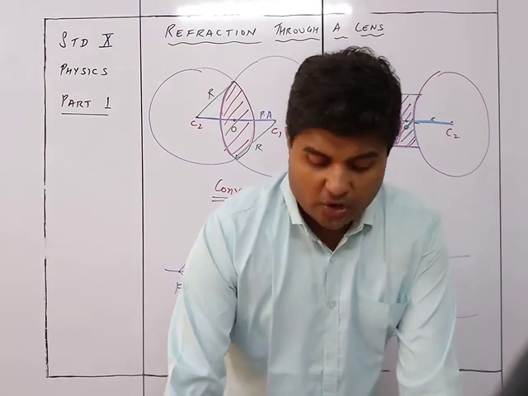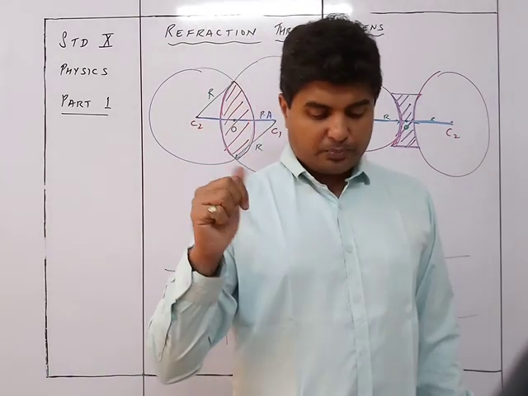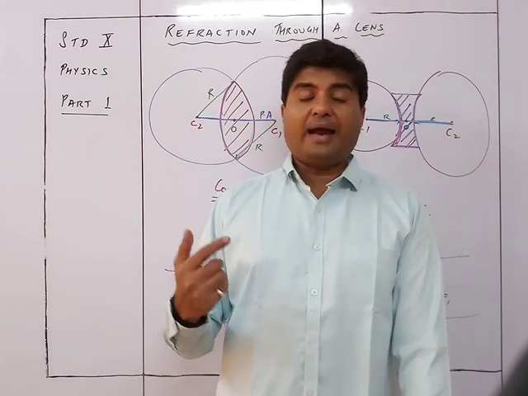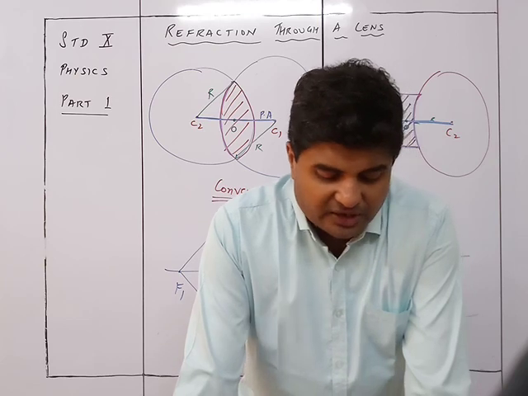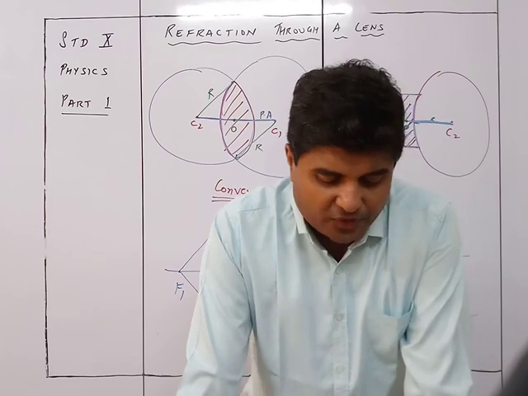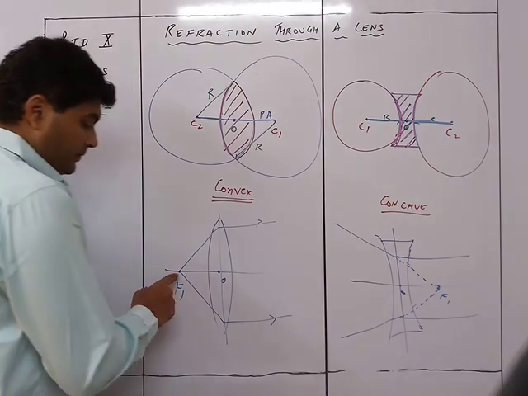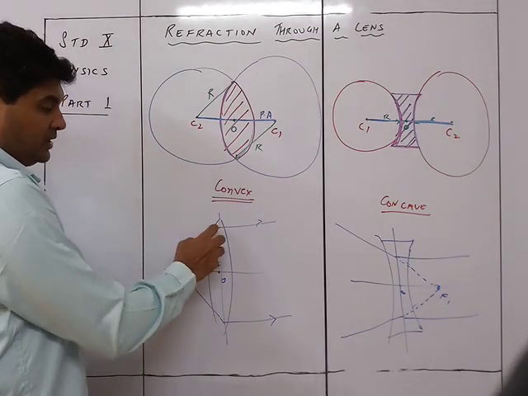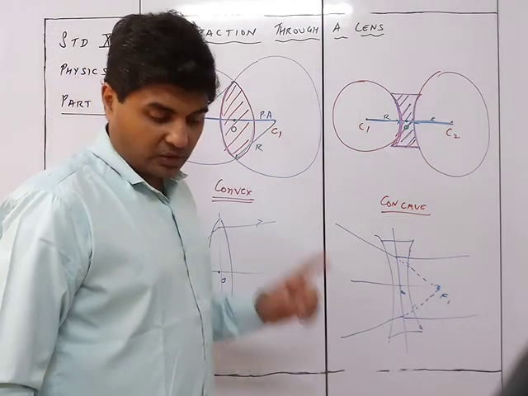and they will be different for convex and concave lenses. So you will have four definitions: the first focus and the second focus, in both convex and concave lenses. For a convex lens, the first focus is a point F1 on the principal axis of the lens such that the ray of light coming from it becomes parallel to the principal axis after refraction through the lens. That is the first focus.